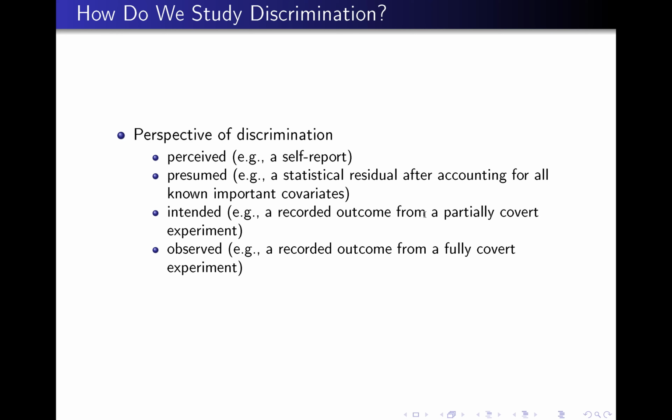Some research, it's not as common now, but particularly in the 80s and 90s, a common method was simply to look for a statistical residual after accounting for important covariates in a regression. And so really you're presuming that a coefficient for Black or Asian or Hispanic is representative of a discrimination effect, but you're not actually observing anything either from a person who's receiving it or the person that's actually doing the action. Another is intended.